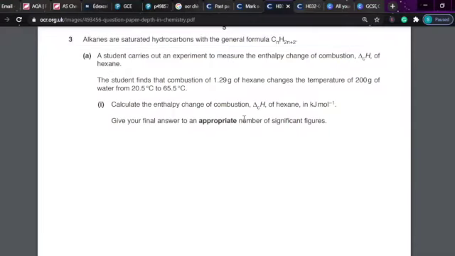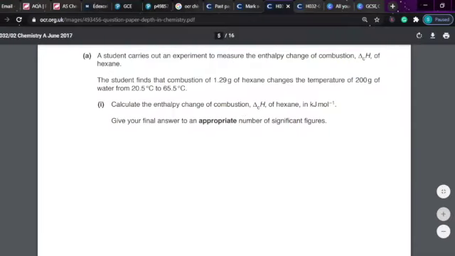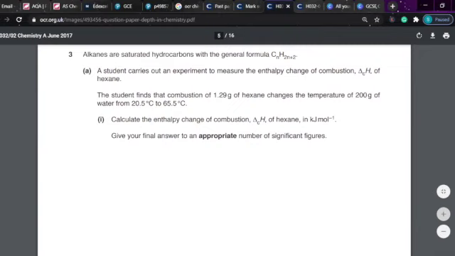Hello and welcome to my video showing you how to work out enthalpy changes. This is going to be going through just one method, which is using the formula Q equals mc delta T.